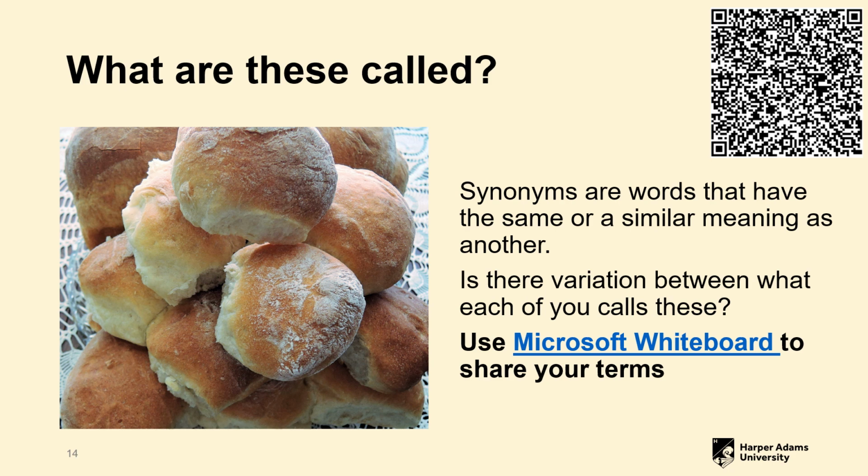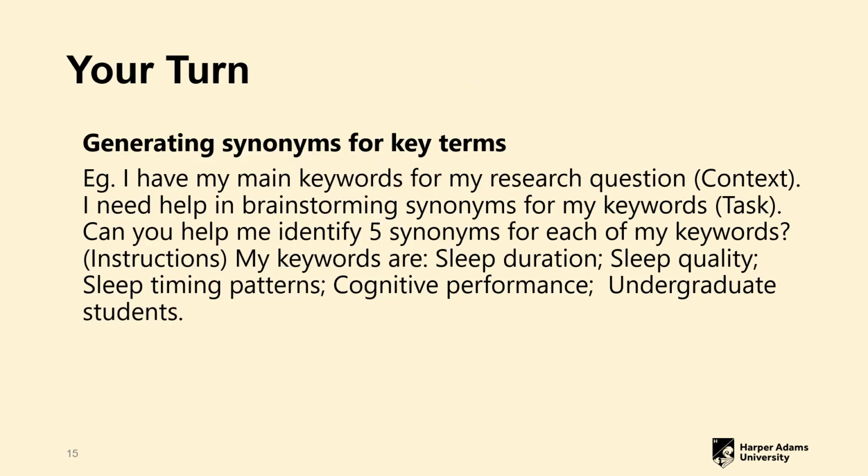On screen is an image that should be familiar to you, but my guess is that you will all call them by different names. Use the QR code or hyperlink to navigate to Microsoft Whiteboard to share the term you would use and see what others might call them. What you've just produced are synonyms, different words that mean the same thing. Using AI to identify synonyms of keywords is the modern equivalent of using a thesaurus, so ethically this is fine and in line with the university's guidelines.